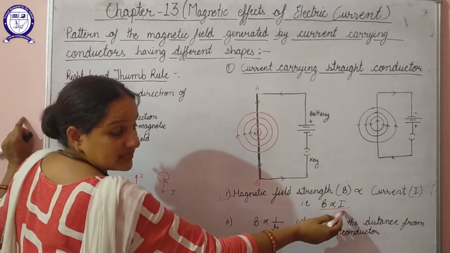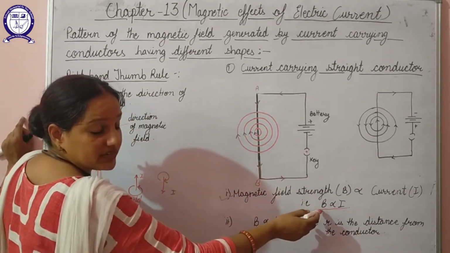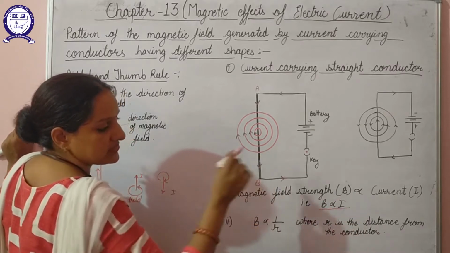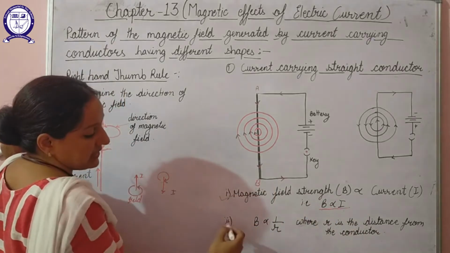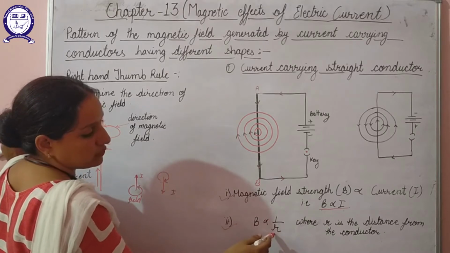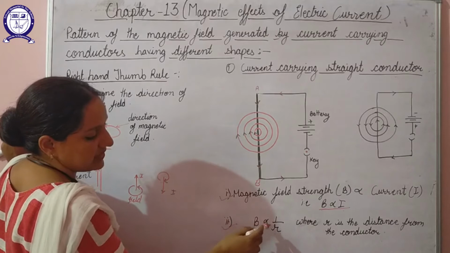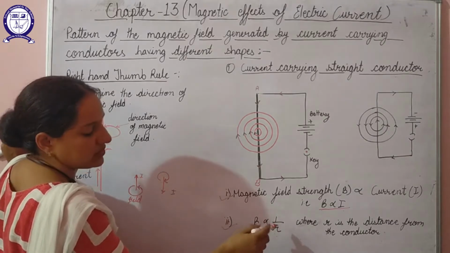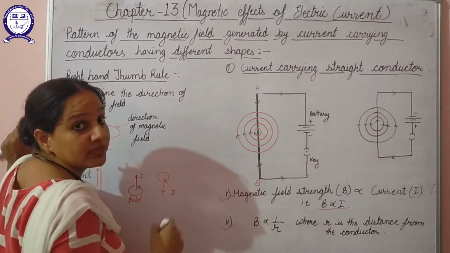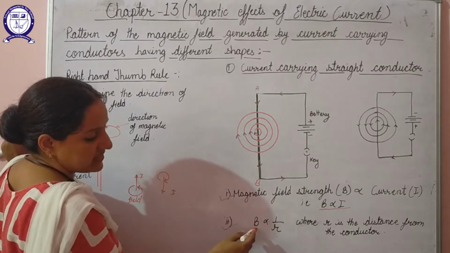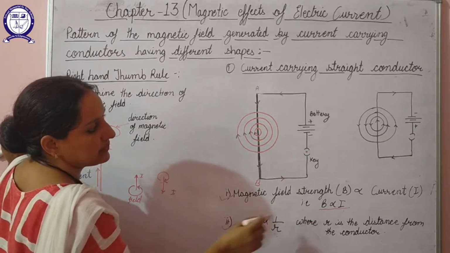That is, if current is increased, the field strength will also increase. If current is decreased, the field strength will also decrease. Second, it will be inversely proportional to the distance from the conductor. That is, B will be inversely proportional to R, where B is the magnetic field strength and R is the distance from the conductor.